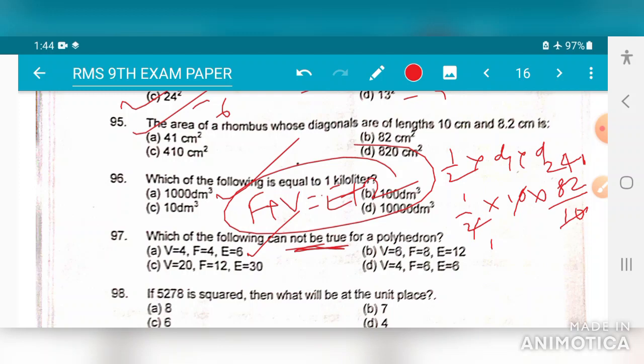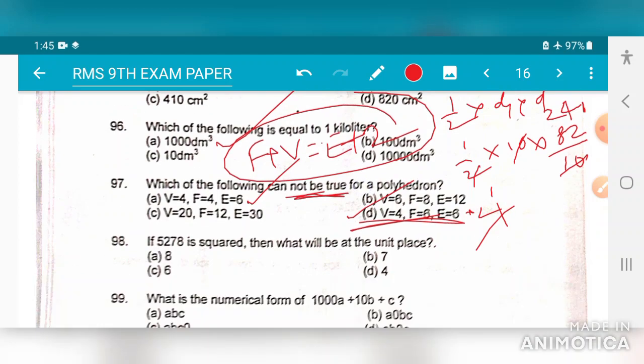This one is also true. See here, 4 plus 6 is equal to 10. 10 is equal to E plus 2. E means 6, plus 2 is 8. So this is not true. D1 is the correct answer.